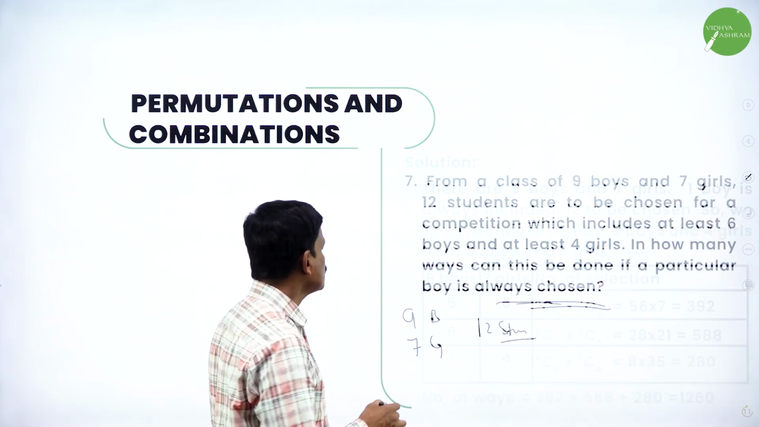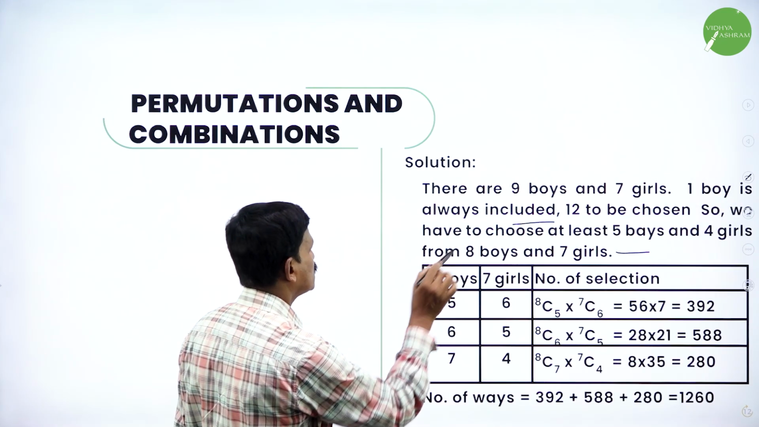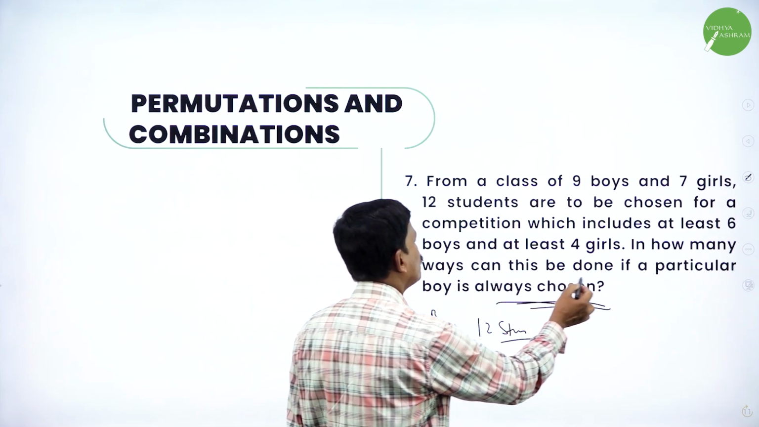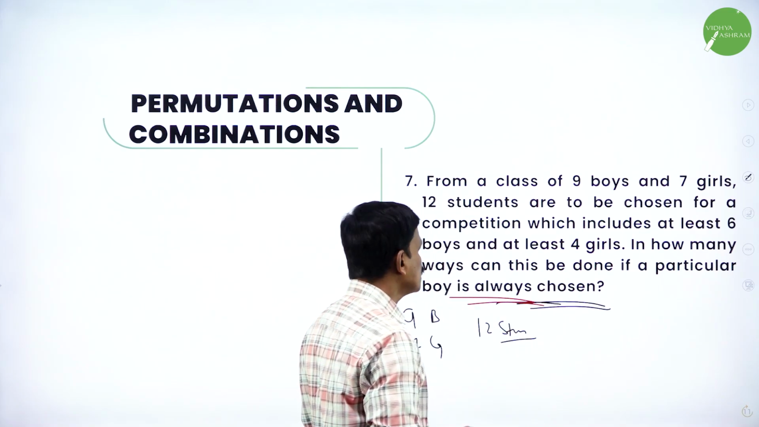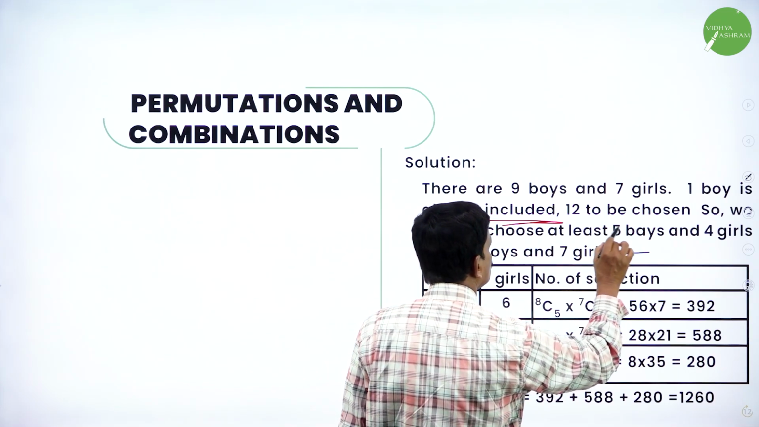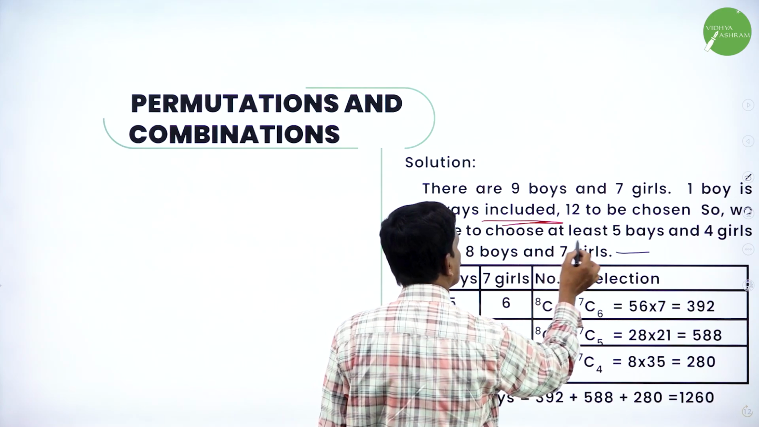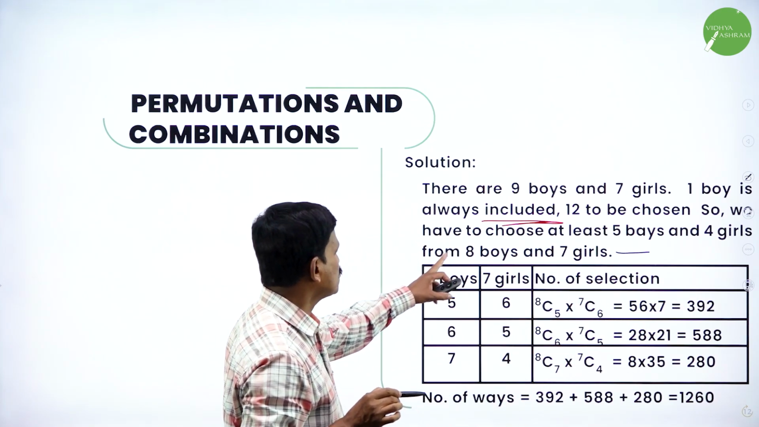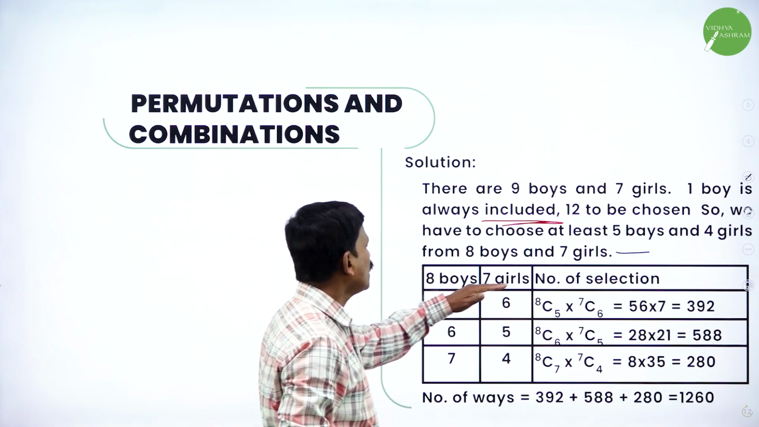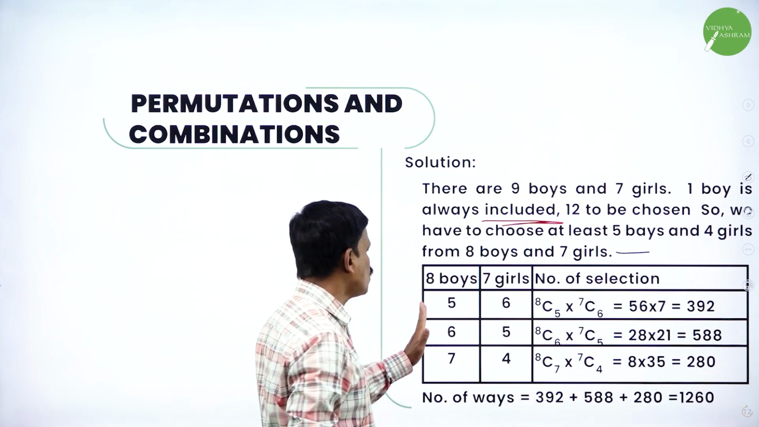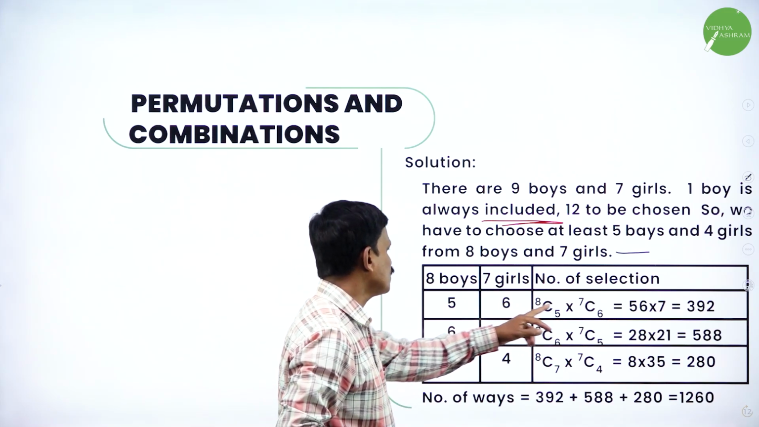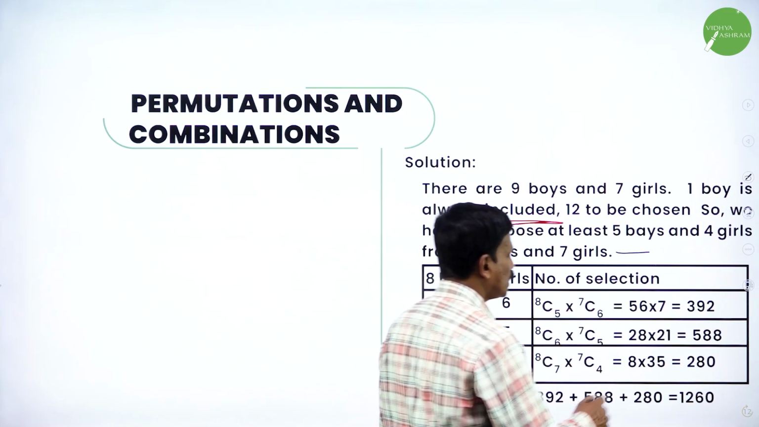There are 9 boys and 7 girls. One boy is always included, because if a particular boy is always chosen, that means 1 boy. So 12 are to be chosen: at least 5 boys and 4 girls from 8 boys and 7 girls. If you select 5 boys and 6 girls, the number of selections is 8C5 into 7C6, that is 56 into 7, 392.